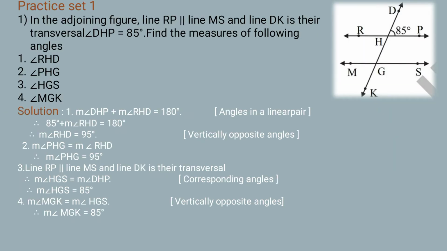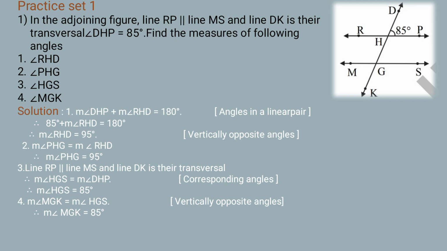Last topic is a practice set. First, in the adjacent figure, line RP is parallel to line MS and line DK is their transversal. Angle DHP is equal to 85 degrees. Find the measures of the following angles: angle RHD, second angle PHG, third angle HGS, fourth angle MGK.